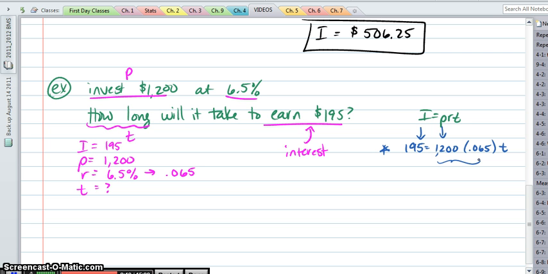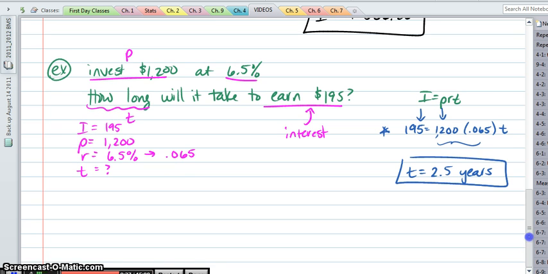We can divide to get T, so you may use a calculator to do that. And when you do that, you should get a nice answer of 2.5 years. Remember, we are asked how long would it take? 2.5 years. Not how much money, so there's no dollar sign, there's no percent sign here. Let's take a look at another kind of example involving simple interest.